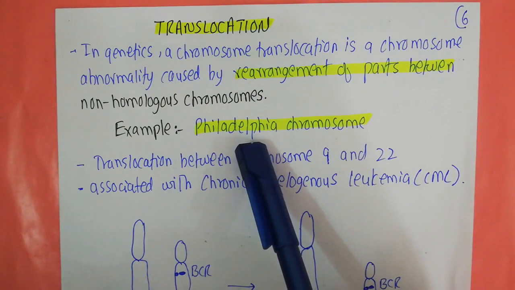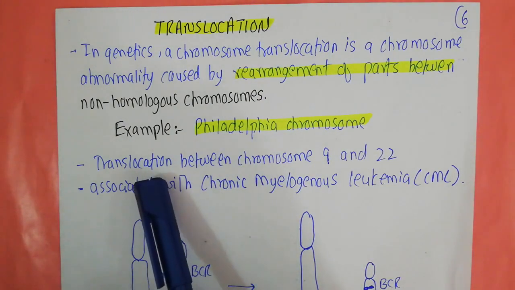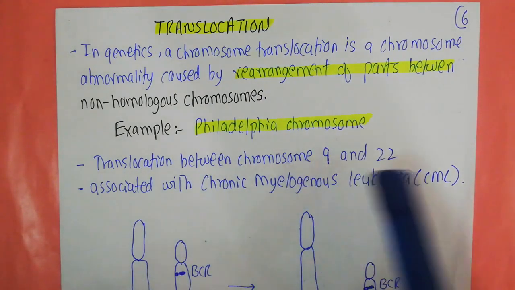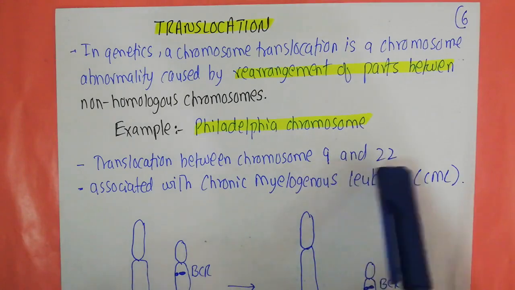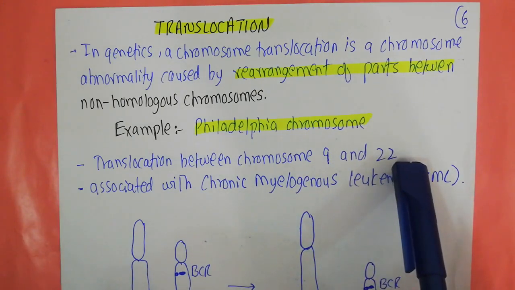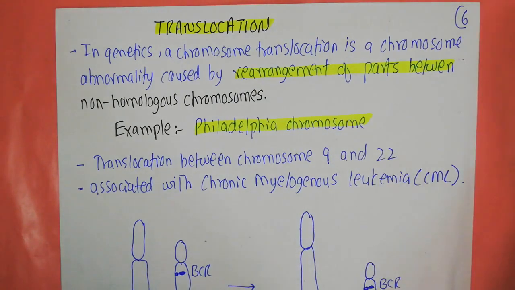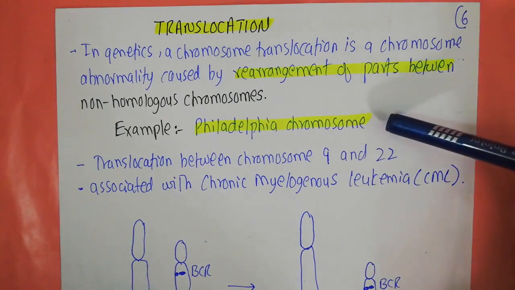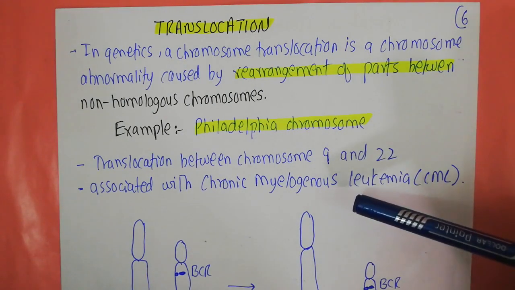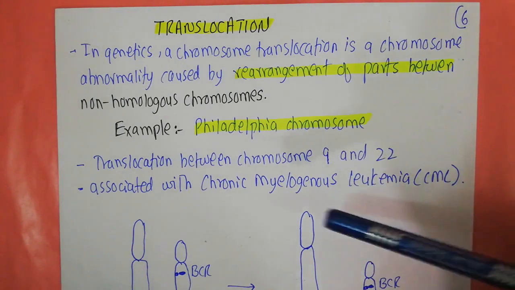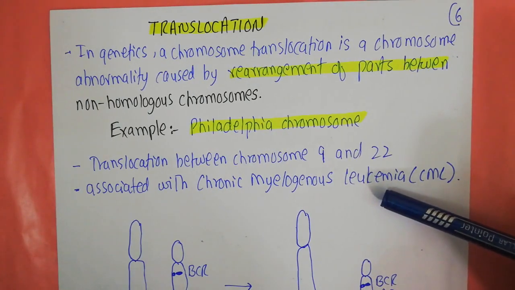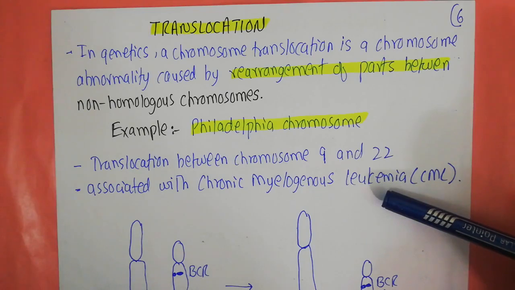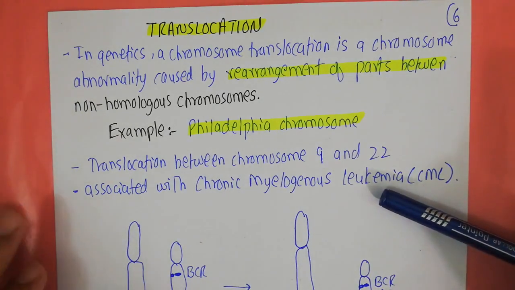And this Philadelphia chromosome is actually a translocation event between chromosome number 9 and chromosome number 22. So we are talking about non-homologous chromosomes, because chromosome number 9 and chromosome number 22 are non-homologous to each other. Now, this Philadelphia chromosome is associated with a type of cancer called chronic myelogenous leukemia. So that means that this Philadelphia chromosome is a bad kind of mutation.